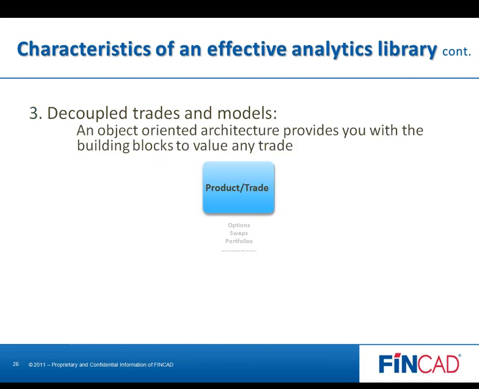Here's a picture of what I'm talking about. This is a high-level view of a natural approach to separating the concepts. Starting with the product or trade class in the middle, this object represents the financial contract, or a set of trades in the case of a portfolio. This is information that is found on a term sheet or a collection of term sheets. This object knows nothing about quantitative finance.